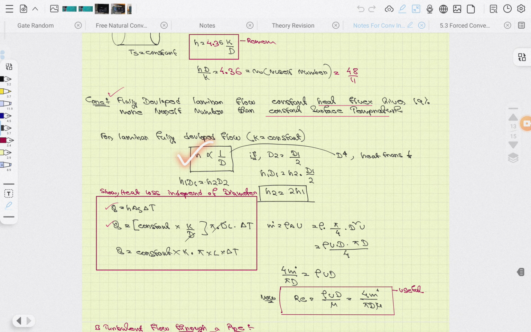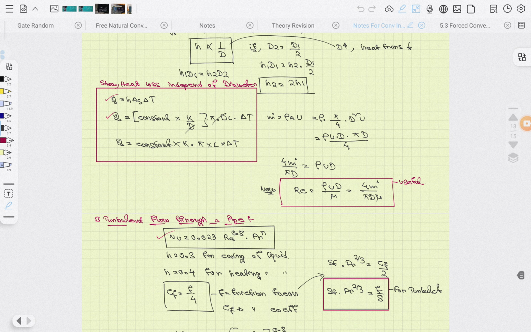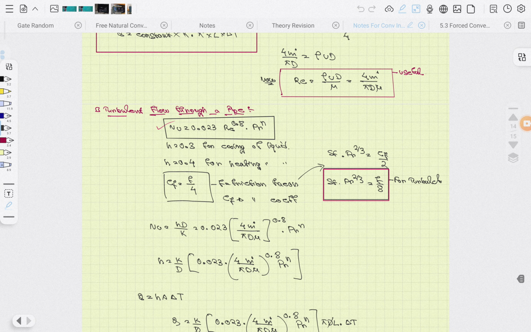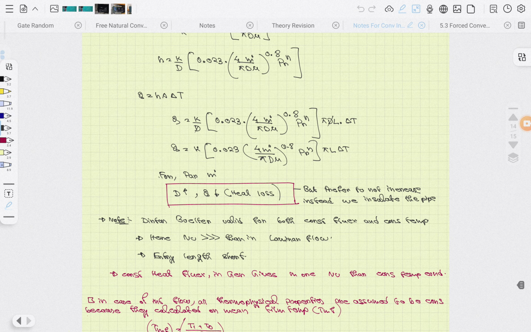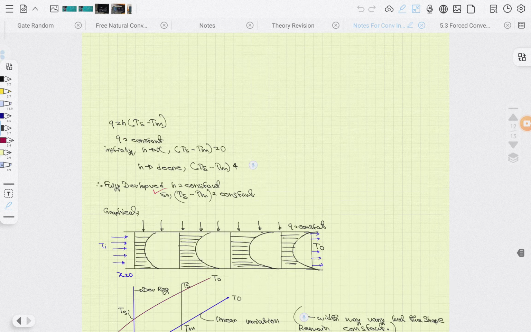h is proportional to 1 by d. So h2 equals 2h. And Reynolds number is 4m dot by pi d into mu. You have seen turbulent flow through a pipe: Nusselt number equals 0.023 Re to the power 0.8 Prandtl number to the power n. And the friction factor for turbulent flow is f by 8. This is the value. So the value keeps increasing. Okay, I hope this is the end.